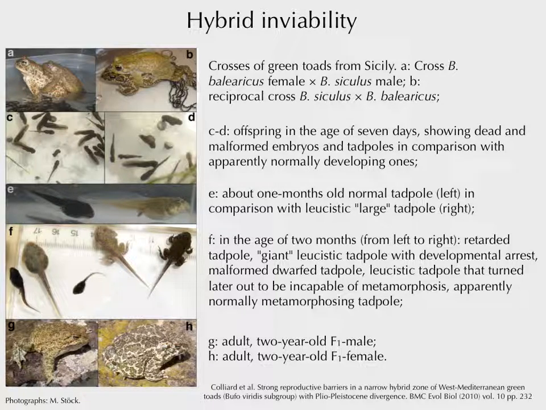Okay. Hybrid inviability. So here we have these green toads in Sicily, breeding, and they have various issues. Right, so funky-looking tadpoles, or dead tadpoles. Frogs that never develop, tadpoles that never develop all the way. And finally some manage to survive, right? So it's not saying that they completely can't reproduce with each other, right? But those that do have many fewer surviving offspring than those that mate with ones of their own species.